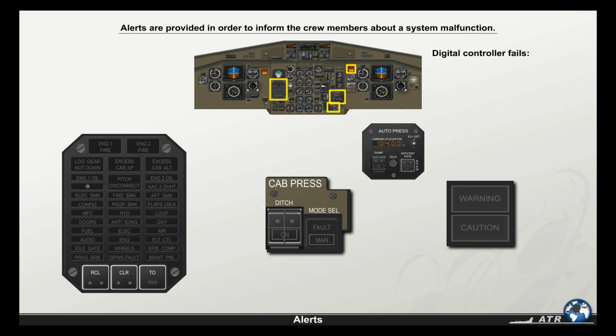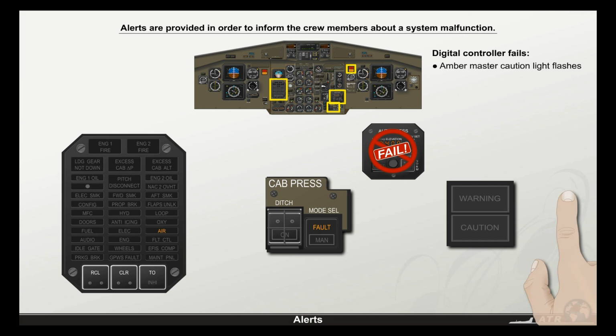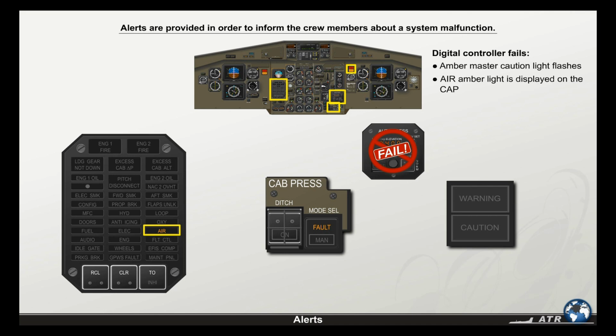In case the digital controller fails, the amber master caution light flashes. Air amber light is displayed on the CAP, and the fault amber light will illuminate on the mode push button. A single chime is generated by the CCAS.